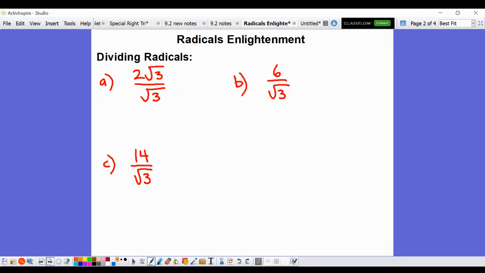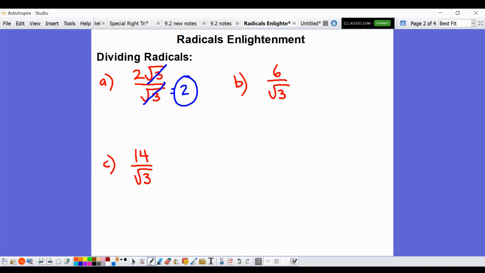Now dividing. A is probably best case scenario. 2 roots of 3 divided by square root of 3. If I have a square root in the numerator that is the same number as what is in the denominator, they will cancel. Final answer, 2.